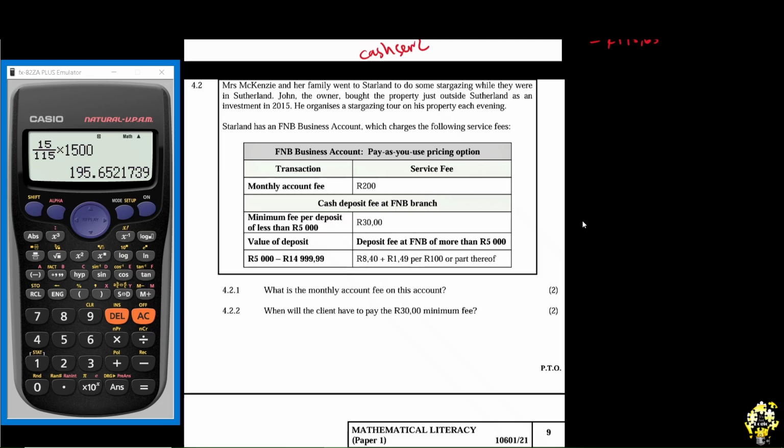Like I told you, you can't summarize this. It's already summarized for you. So 4.2.1. What is the monthly account fee on this account? Okay, marks for the taking.